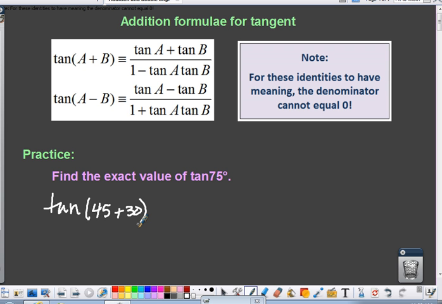Okay, so basically you just plug this in, right? It would be the tan of 45 plus the tan of 30 over 1 minus the tangent of 45 times the tan of 30. Okay, you'll get an exact value if you plug these into your calculator and get them out. But again, the power is if you don't know A or B.